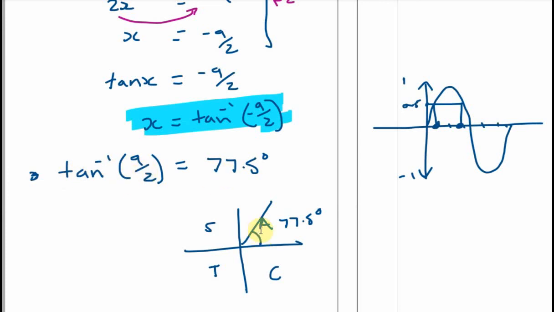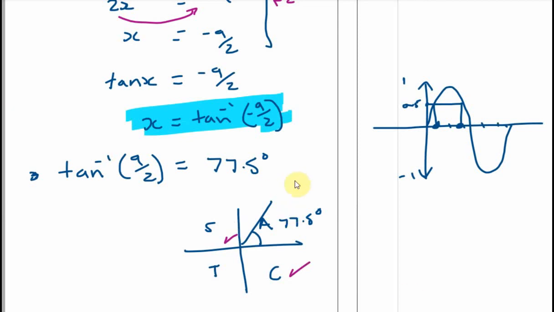I'd then be looking for where tan is going to be negative, because we've got a negative result here. All Smokers, right? A and S. Sine is positive here, tan is positive here, cos is positive here. So we're looking for where tan is negative. Well, tan is negative in this quadrant and this quadrant. So now we use the 77.5 to work that out.